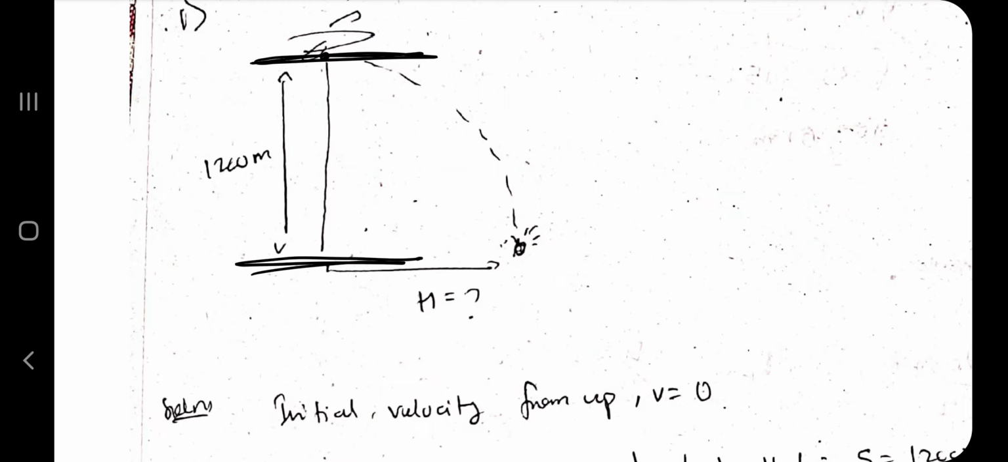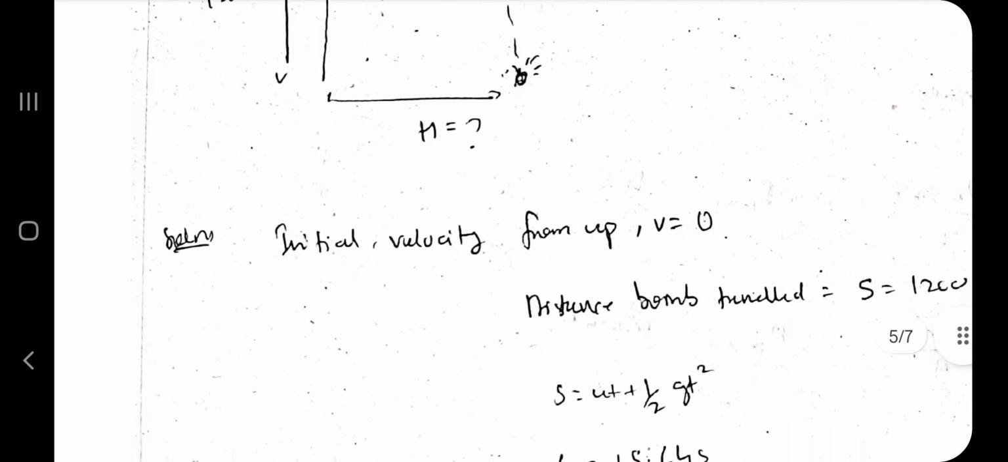Obviously in the same time only it traveled from here also till here. So the time traveled is the same, t is equal to 15.64. That is the time traveled from here till here. Time traveled we got, one thing we got, okay.